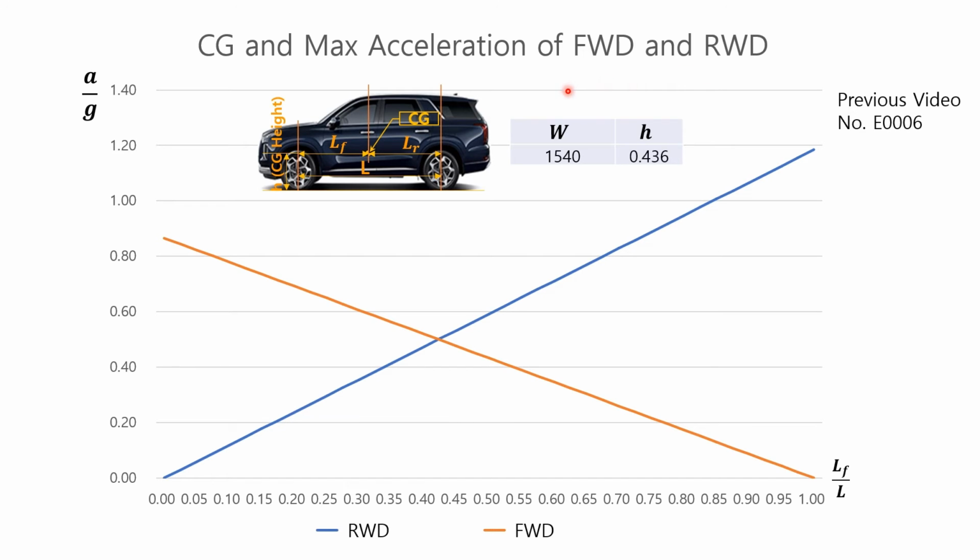This figure shows the maximum acceleration of the rear-wheel drive vehicle and the front-wheel drive vehicle in G-unit, or dimensionless acceleration, according to the position of the center of gravity. I explained this graph in the last video, E0060. The specifications of the vehicle are as shown in the table. The horizontal axis represents the fraction of the distance from the center of gravity to the front wheels divided by the wheelbase.